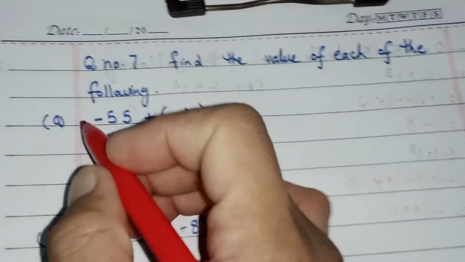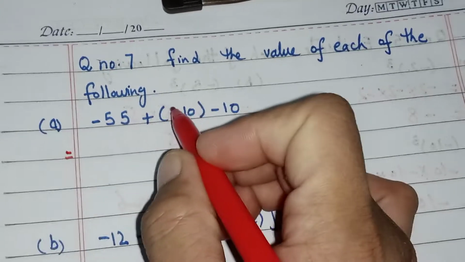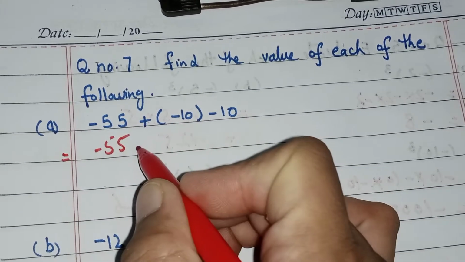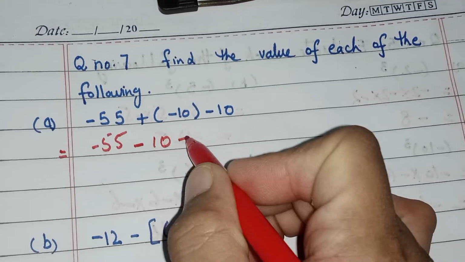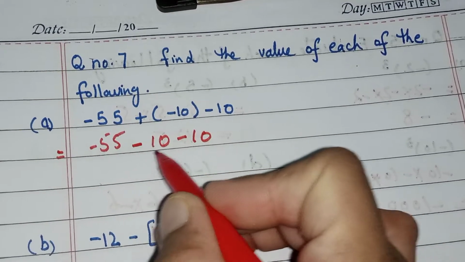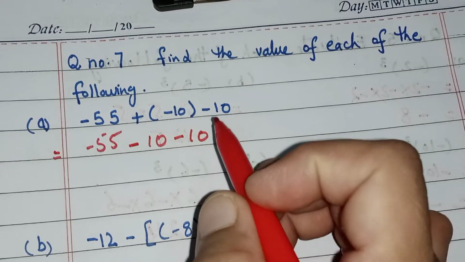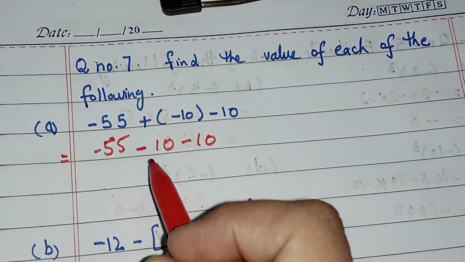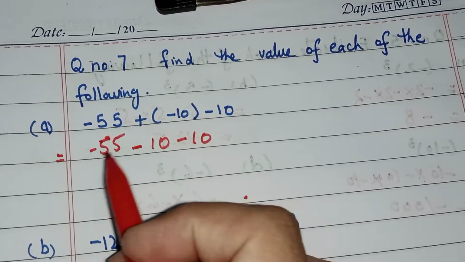Here, student, first of all I solve this sign. Plus minus is minus 10 minus 10. Now these three integers have minus sign, so the answer is also minus.